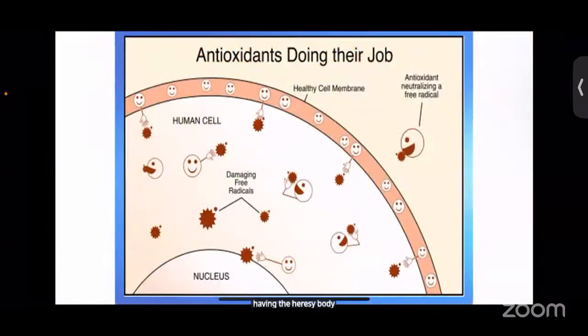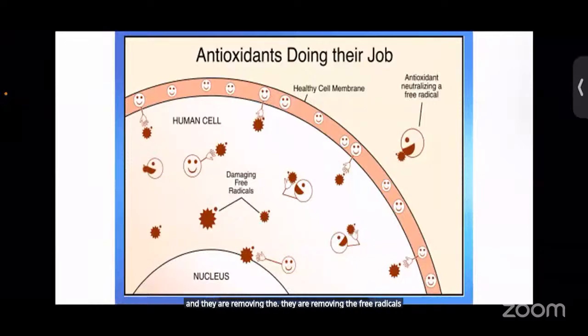Now, this is what I mean here. As you can see, the antioxidants are doing their job here. The antioxidants are entering the cell, and they are removing the what? They are removing the free radicals.